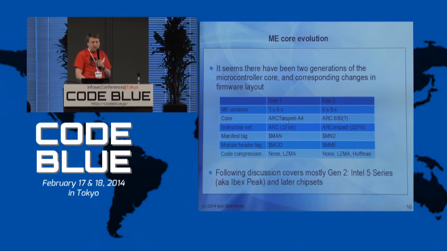For example, in the first generation, it seems they used an Argonaut A4 processor core with a 32-bit instruction set. And in the second generation, it seems they switched to ARC 600 or something similar, which uses the ARCompact instruction set, which is mixed 32-bit and 16-bit. Also, in the new generation, generation 2, they started using Huffman compression for the modules, which I will talk about a bit later. Most of the following information is related only to generation 2, because these are more modern chipsets and they're more interesting to analyze and to work on than something old.